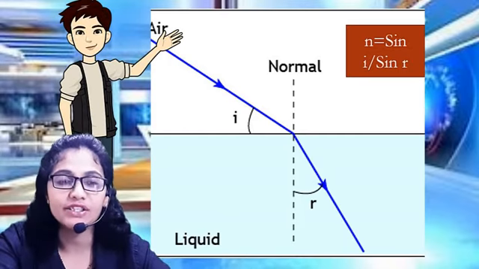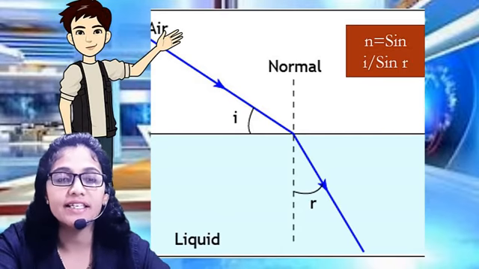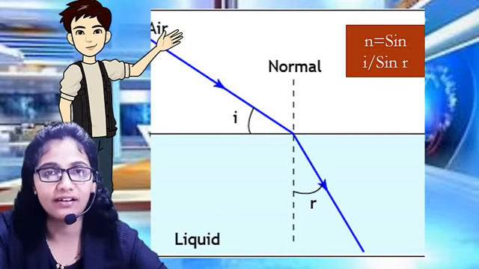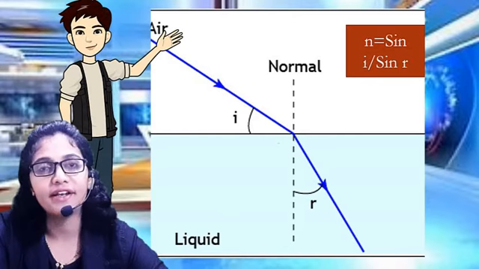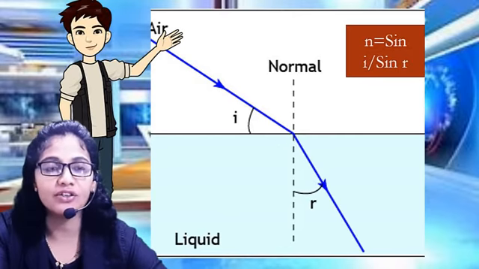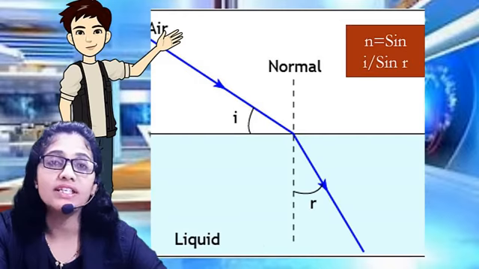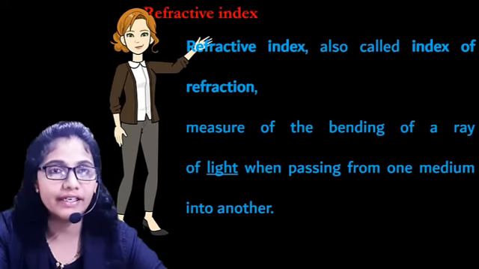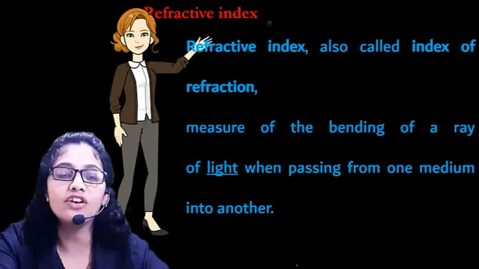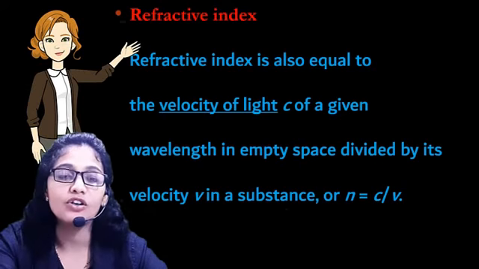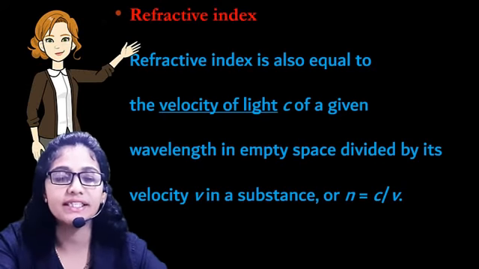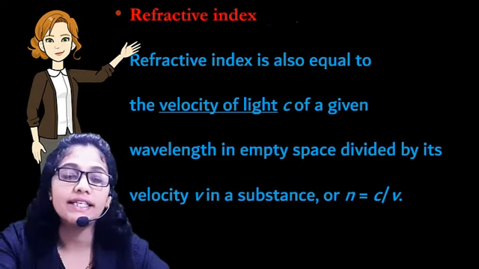According to Snell's law, the refractive index n is equal to sin I upon sin R, that is, the sine of the angle of incidence to the sine of the angle of refraction, and that ratio is called the refractive index. Refractive index is also called the index of refraction. It is a measure of the bending of a ray of light when passing from one medium to another. Refractive index is also equal to the velocity of light c of a given wavelength in empty space divided by its velocity v in the substance.